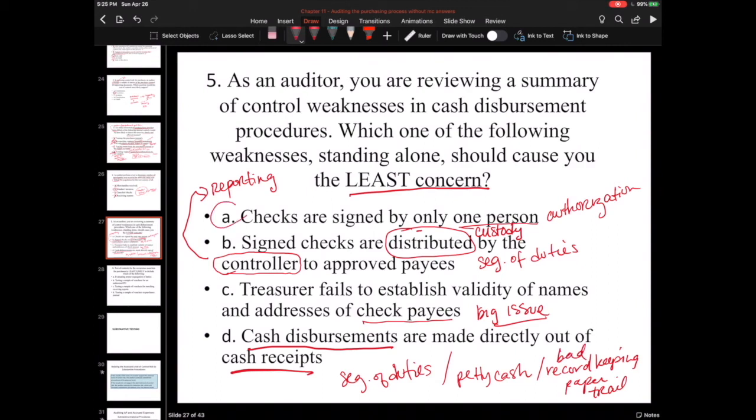So A definitely sounds like the least of all evils, and A is mainly going to be an issue when, as we said, a lot of companies have thresholds where they say, okay, it's okay for checks to be signed by one person as long as they're beneath a certain threshold, like $10,000. Once you get over 10,000, we like to have two people authorizing it. But generally, as long as one person is authorizing it, some type of authorization is taking place, so that's not the worst thing in the world.